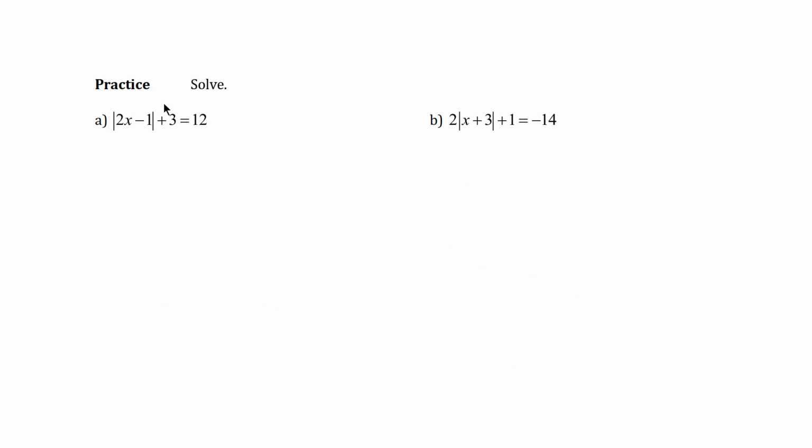Next, we have a practice problem for you to solve. For part A, we have the absolute value of 2x minus 1. Outside the absolute value, we have plus 3 equals 12. For part B, we have 2 times the absolute value of x plus 3. Outside the absolute value, we have plus 1 equals negative 14. So go ahead and pause the video and try out these problems. Afterwards, go ahead and check back with the video to see the solutions.